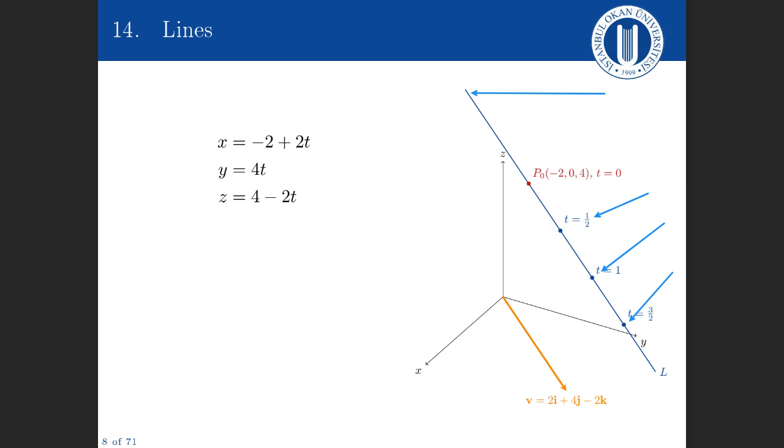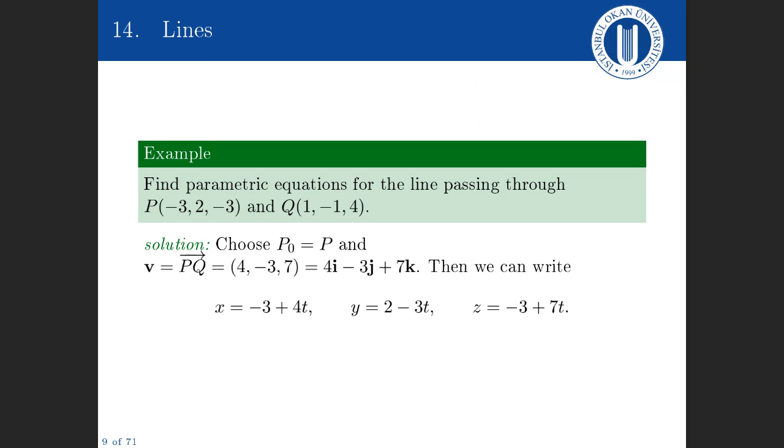I've also drawn the vector v on this picture. You can see that the line is parallel to the vector v. Another question. Find parametric equations for the line passing through the point P and the point Q.